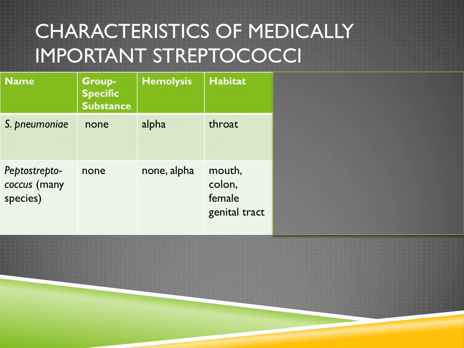Our Streptococcus pneumoniae group, which is also non-typable and exhibits alpha hemolysis and lodges mostly in the throat. And lastly, our Streptococcus species.